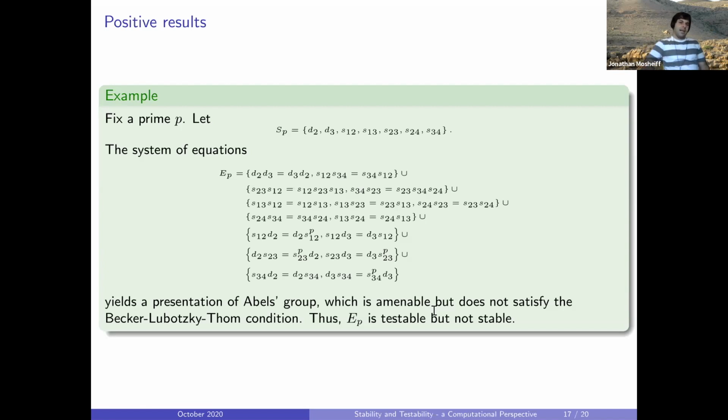Okay? So this is our main positive result, that amenable groups correspond to testable systems of equations. On the other hand, we also have some negative results.